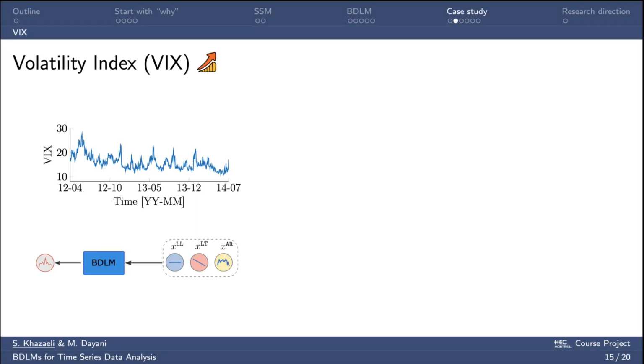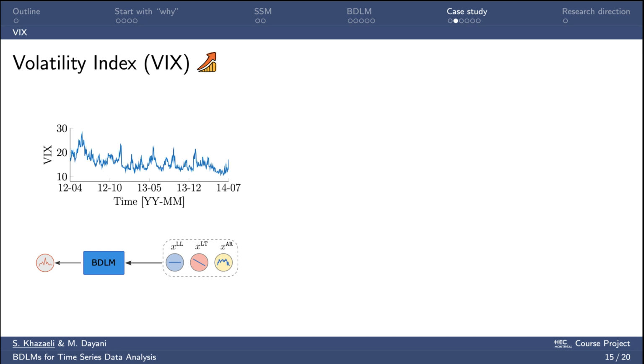The second case study is the volatility index data, or VIX. It shows the global volatility of the stock market. For this data, we consider we have a baseline, a trend, and an autoregressive component. So basically, we are looking for two dynamics from this data.